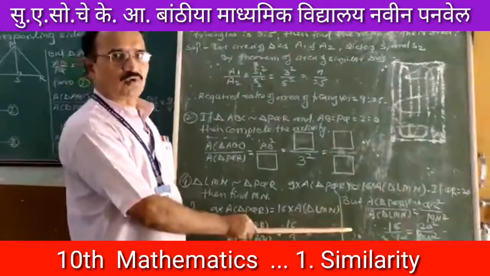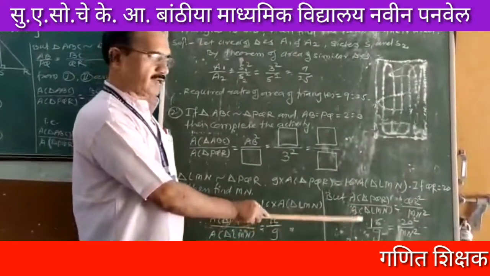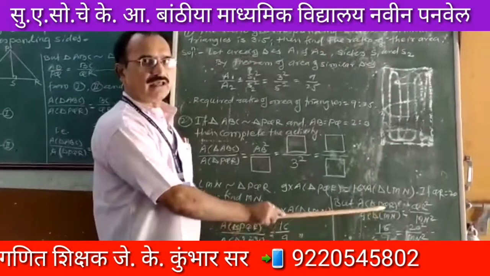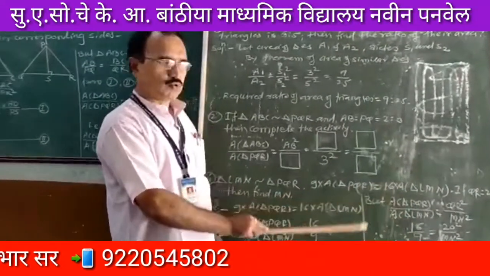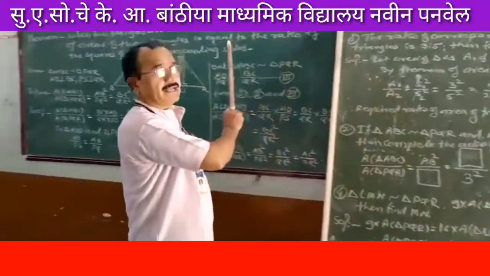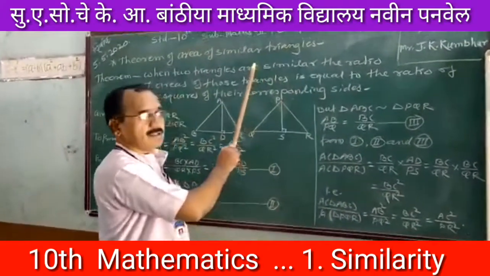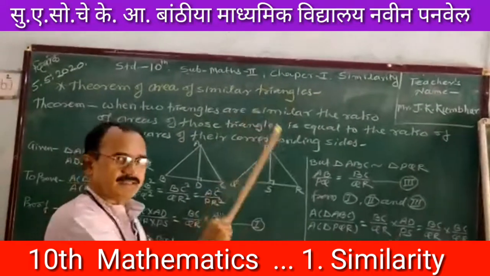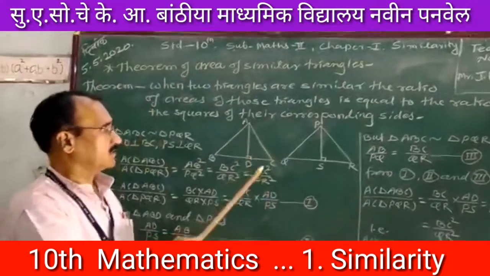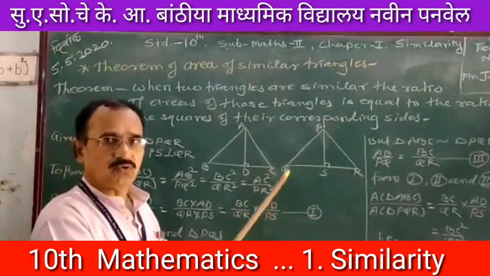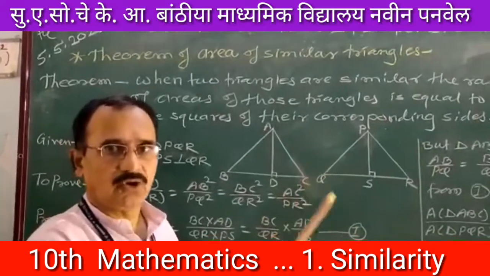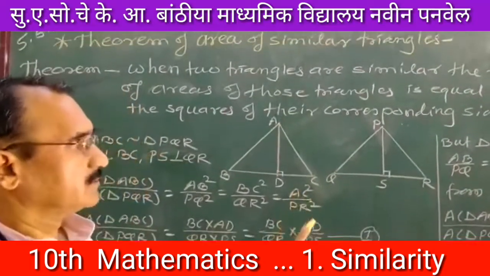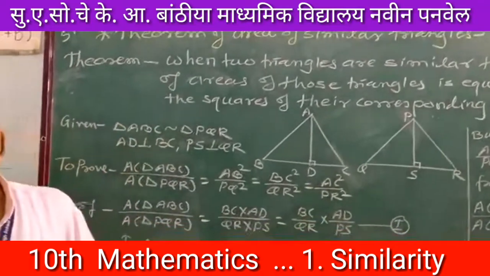You try to solve it yourself and find the answer. This is your short homework. Find the answer of MN and write the answer according to the textbook. Students, this is the last article of this chapter, similarity. After this theorem, I want to give you one test of 15 marks on this same blackboard.